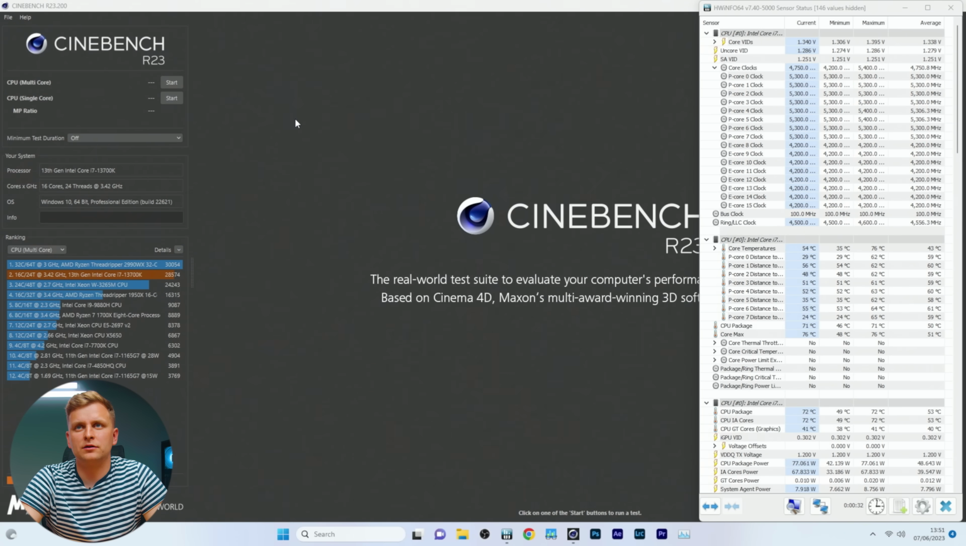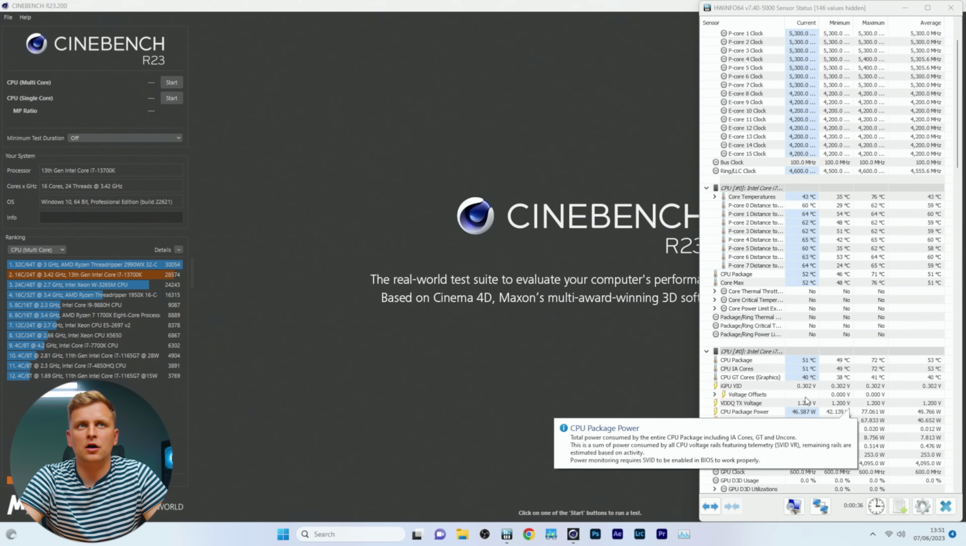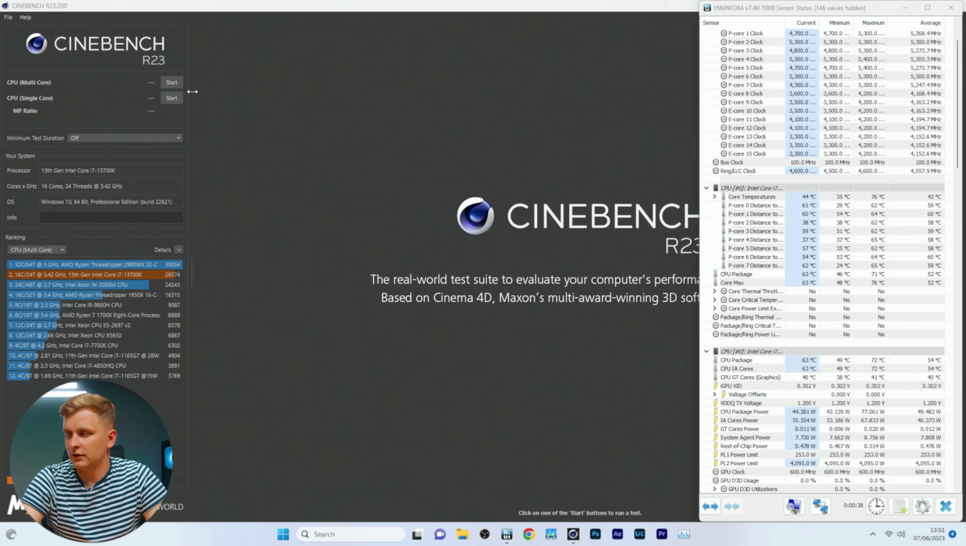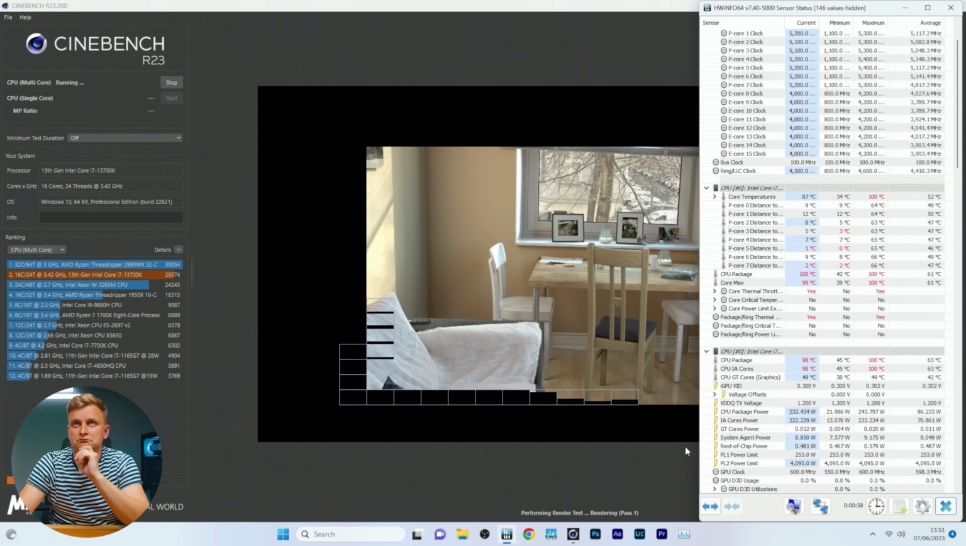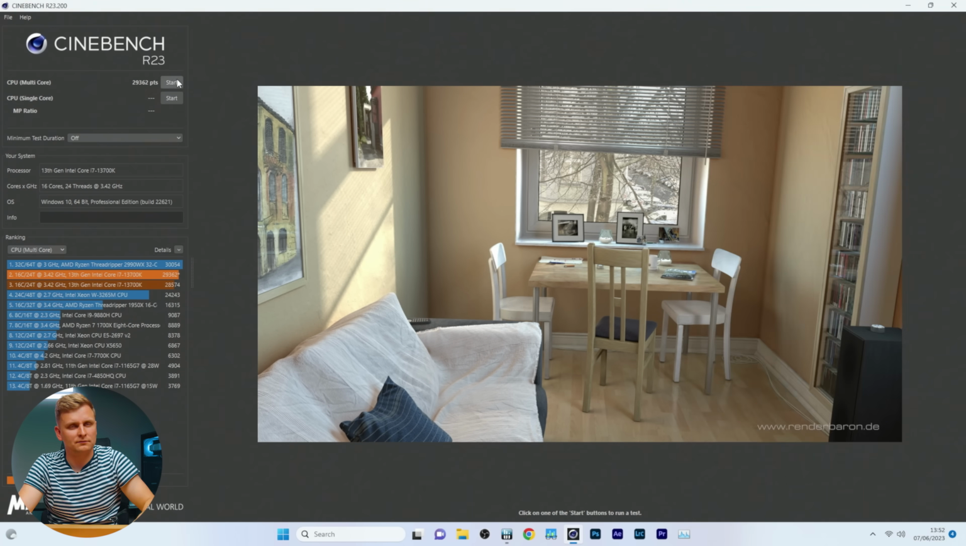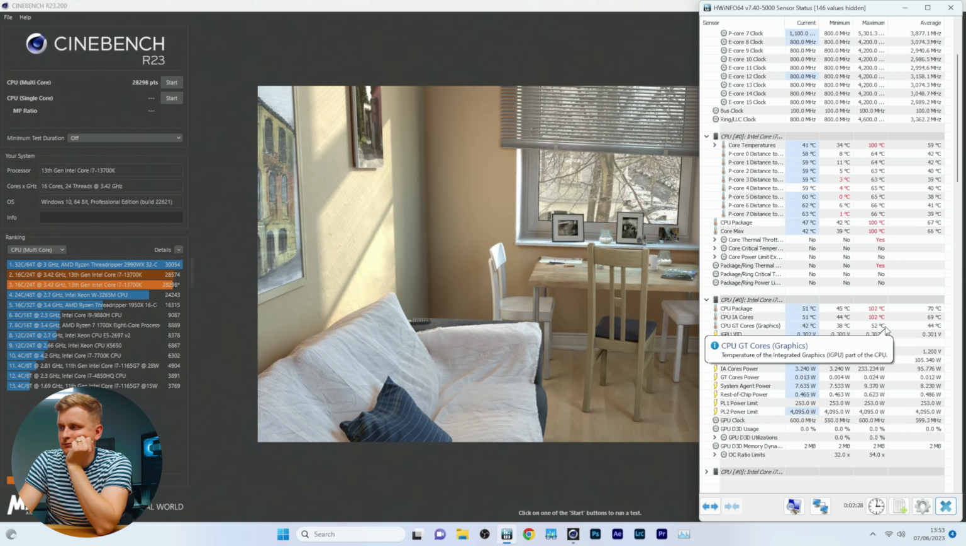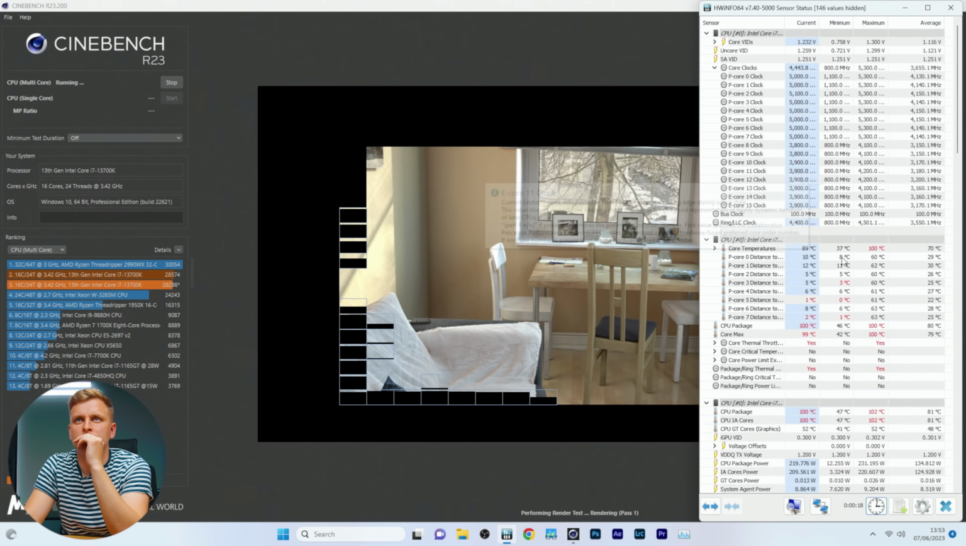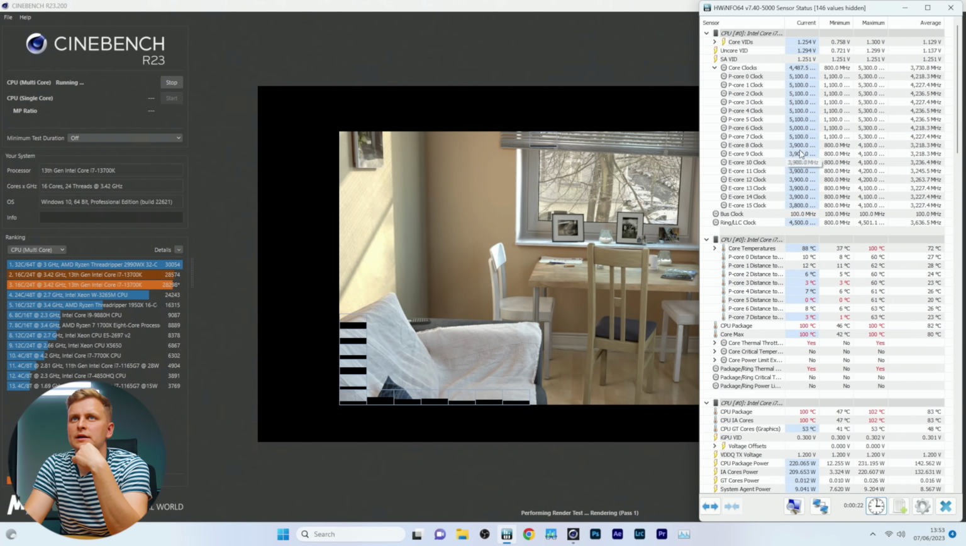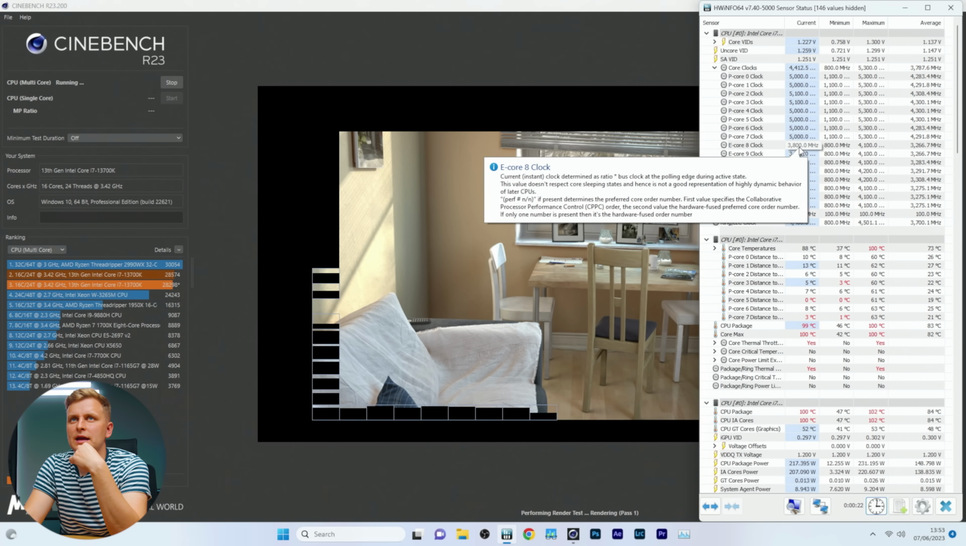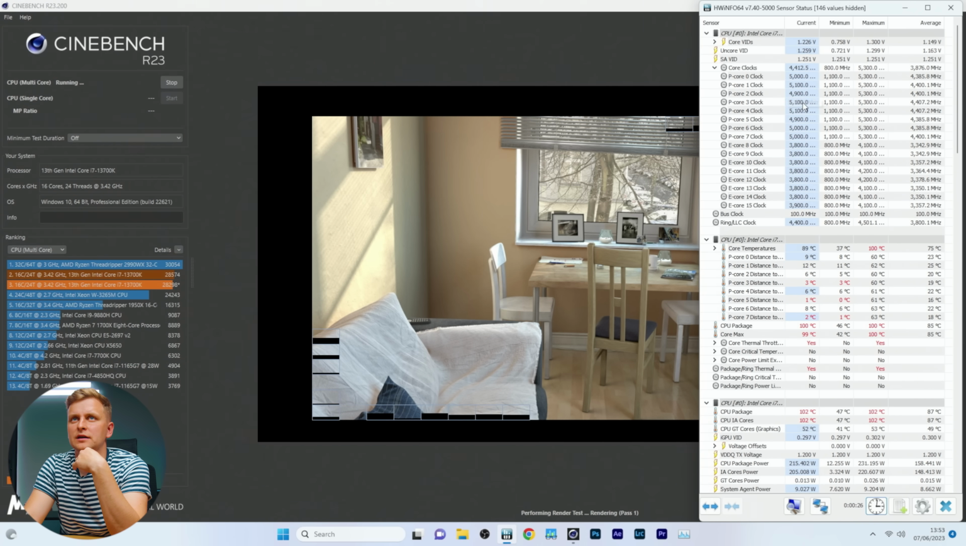Let's take a look then. How does this one handle the 13700K? As you can see, it's already downclocking itself to 3.8 gigahertz and 5 gigahertz.